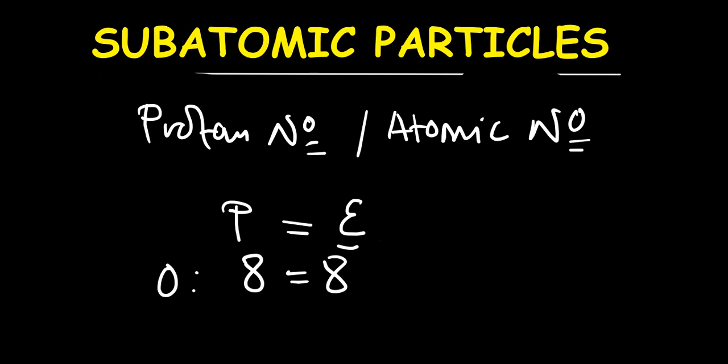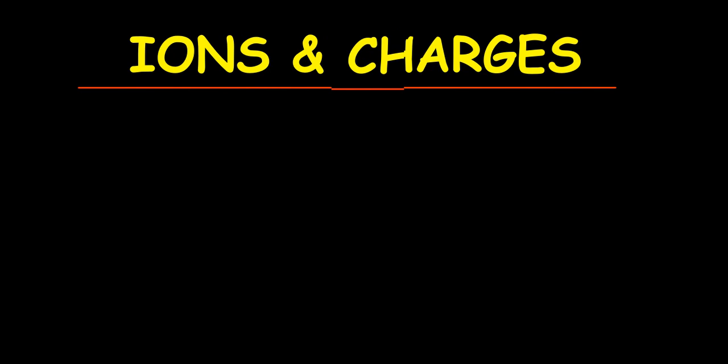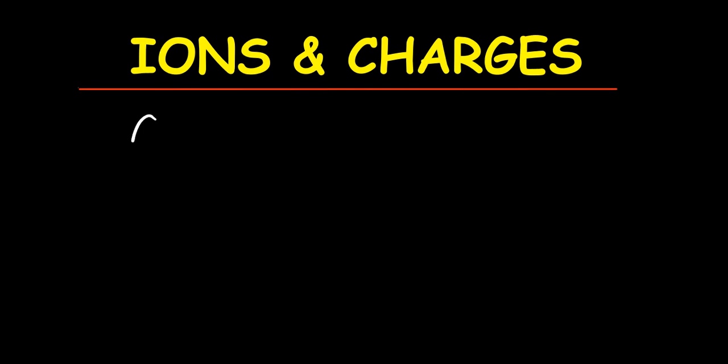So we've talked about the subatomic particles. Now we can talk about the ions and the charges. Let's take, for example, the same oxygen that we've been using. We know that this oxygen has the proton number of what? 8. And when we get the neutral form of this oxygen, the number of electrons will be the same. It will just be 8.